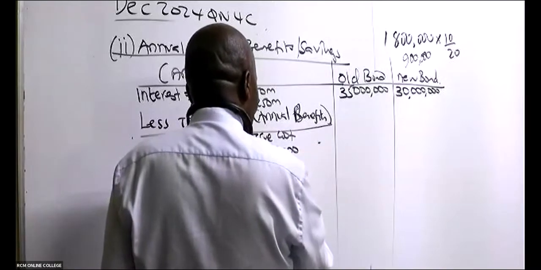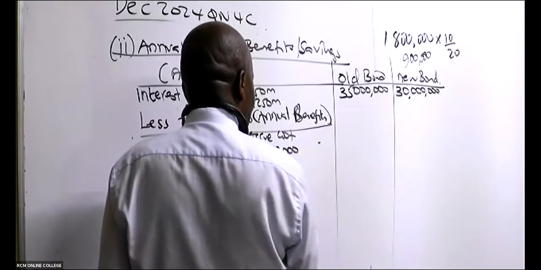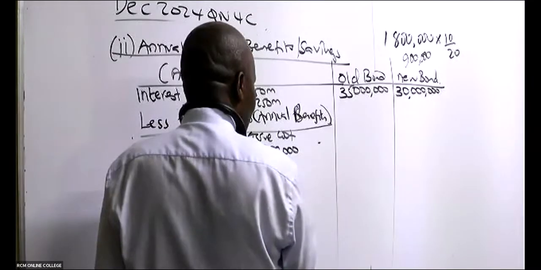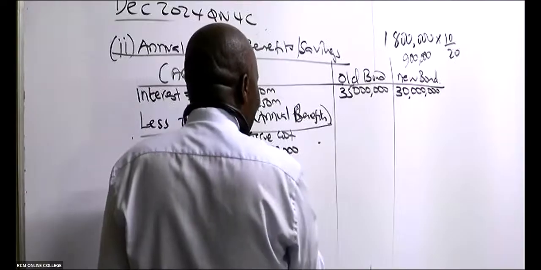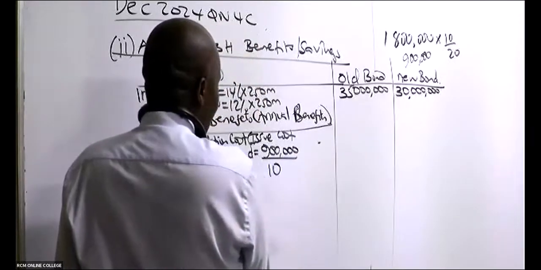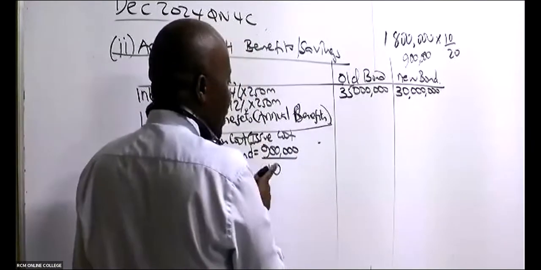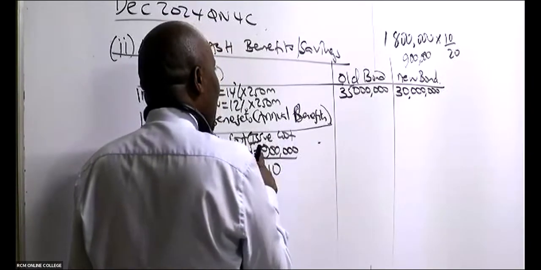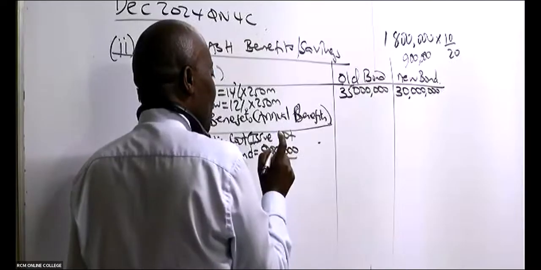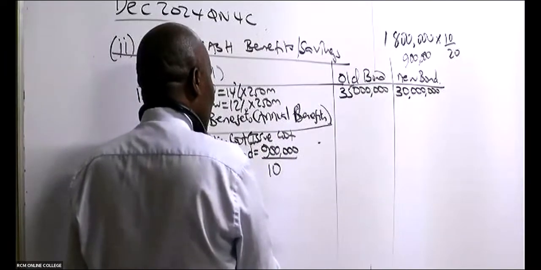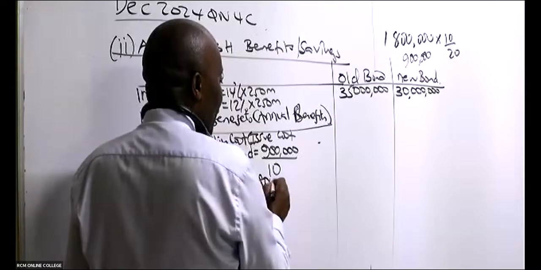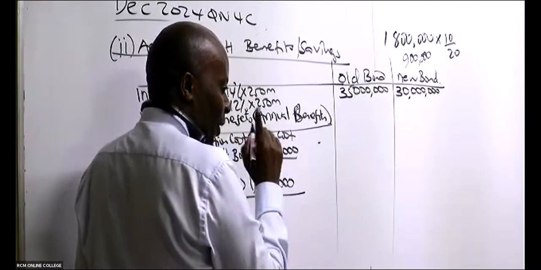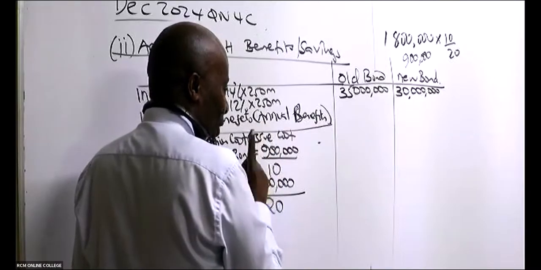And remember, by the time we are capitalizing everything, how many years have lapsed? We have stayed with this bond for how many years? 10 years. So I can easily get the issue cost per year. Alternatively, this 900,000 is a half, so I can easily get the full amount, which is 1.8 million, but now I divide by the full period as well, which is 20.